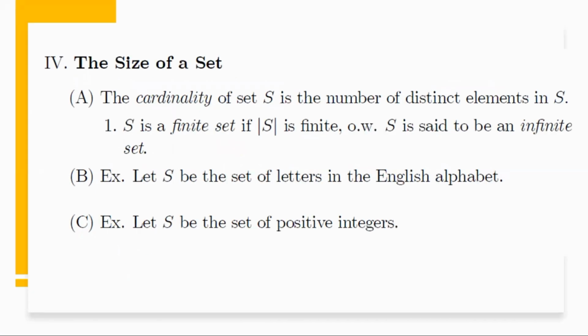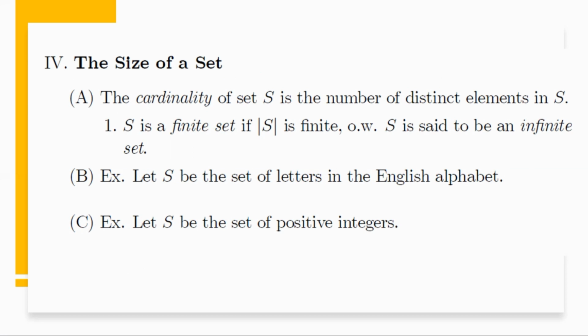The cardinality of the set S is the number of distinct elements in S. If S is finite, we can write S trapped in these bars. It looks like the absolute value symbol, but contextually we know we're talking about sets. The absolute value of a set doesn't make any sense, so we're talking about the cardinality. So if it's finite, we can draw the symbol. Otherwise, we can't use that symbol. We just have to actually write out that S is an infinite set.